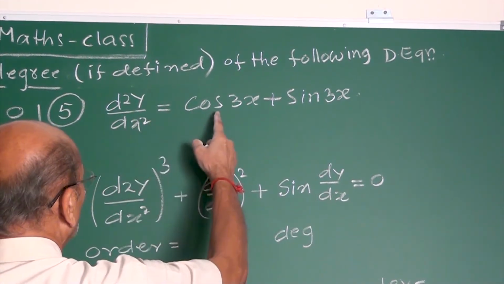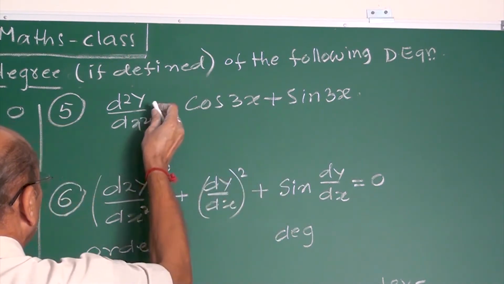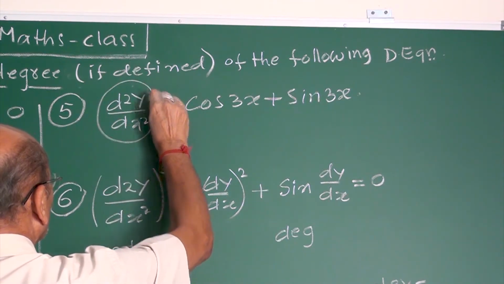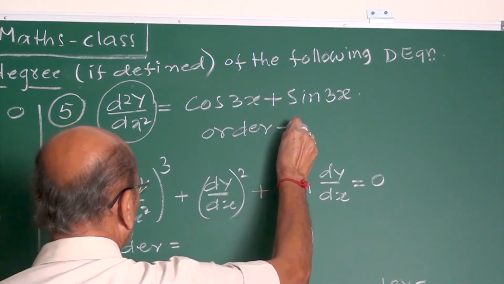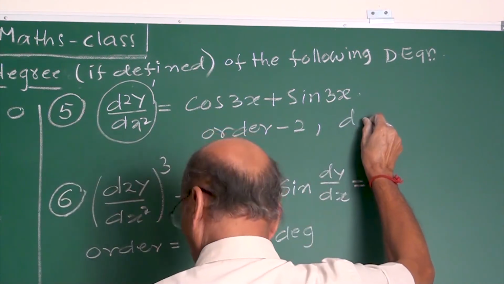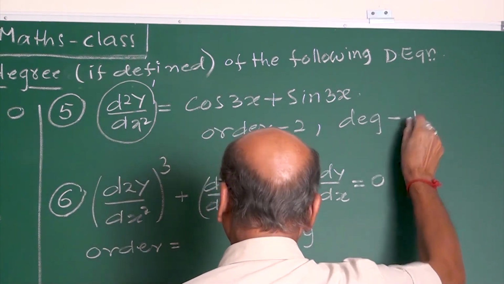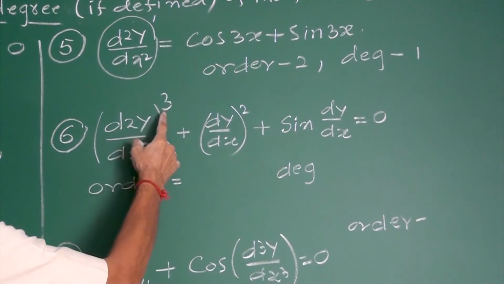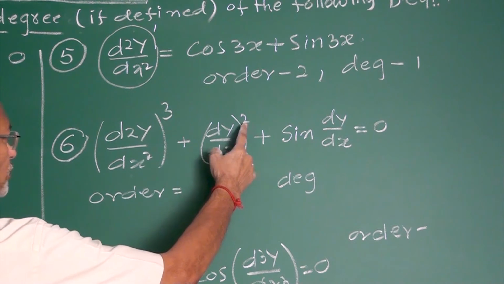d2y/dx2 equals cos 3x plus sin 3x. It contains only one derivative term. Tell me, my friends, in this case what is its order? Order is 2. What is its power? It is 1. Its degree is 1.